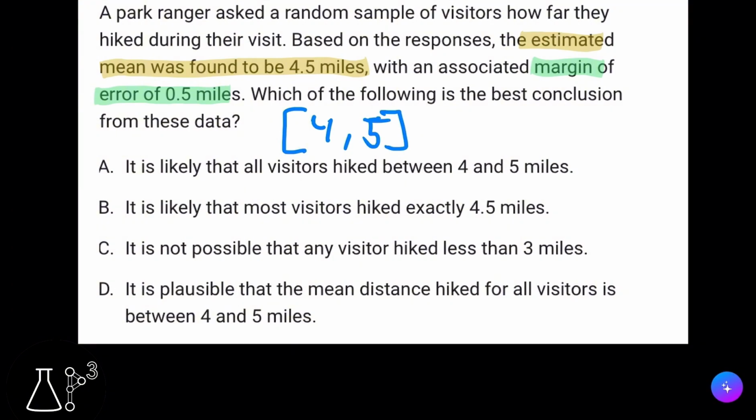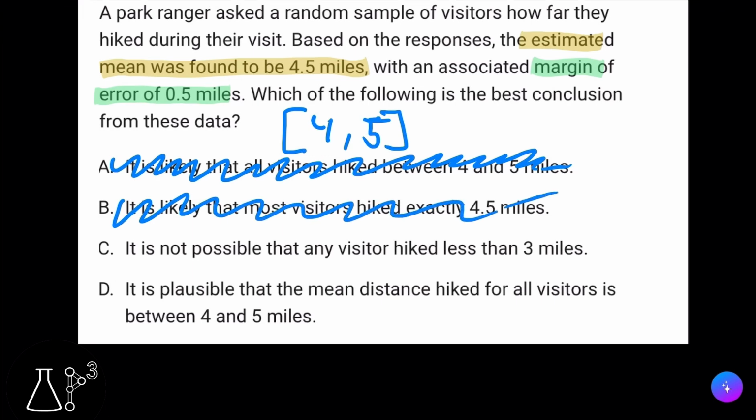Well, the thing is that it is true that the visitors could have hiked 4 to 5 miles, but it doesn't mention anything about the estimated mean. So A is going to be incorrect because it doesn't talk about the possible mean, only talks about the traveling distance from 4 to 5 miles. B, it is likely that most visitors hiked exactly 4.5 miles. Well, we can't determine that because we were given ranges between 4 to 5. So the true possible value of the population can be any number between 4 and 5. So B is going to be incorrect.